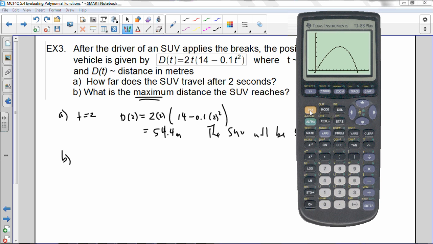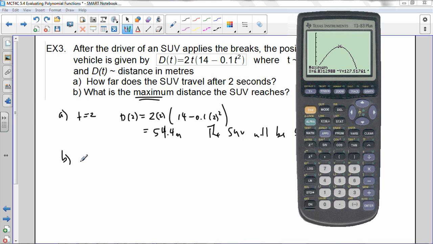The maximum is just second calc, maximum. And then notice I'm pretty close to it. That's just by chance. I'm going to go a little bit to the left, make sure I get my maximum there, a little bit to the right, right bound. And then the guess in the middle. X is 6.83, Y is 127.5.